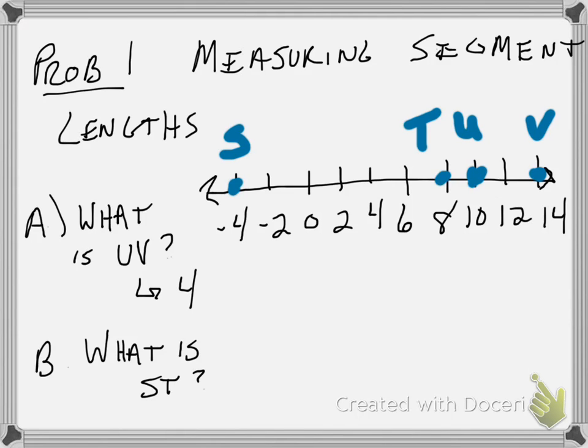And the same thing with part B: what is ST? What's the length of ST, or how far is it from S to T? So again, we're going to count. From -4 to -2 is 2, 4, 6, 8, 10, 12. So the distance from S to T is 12.